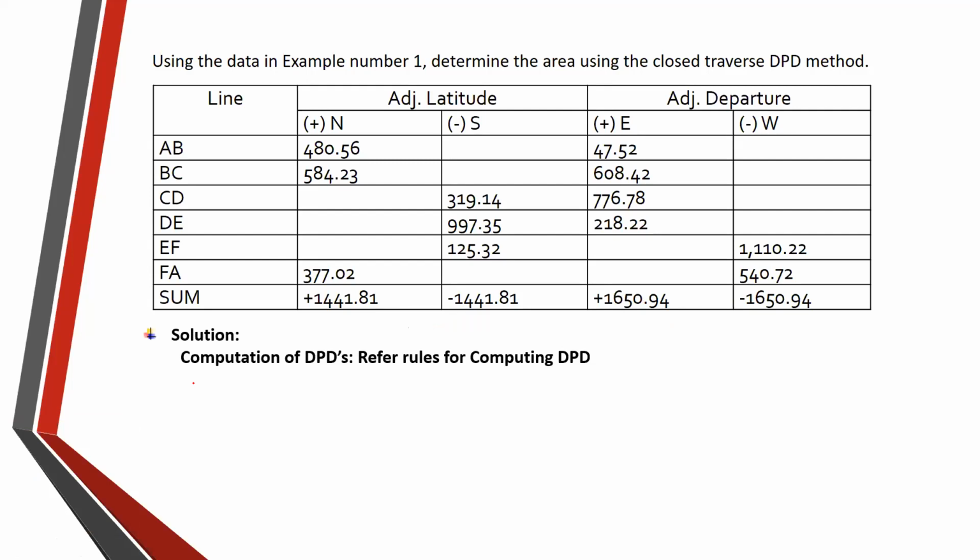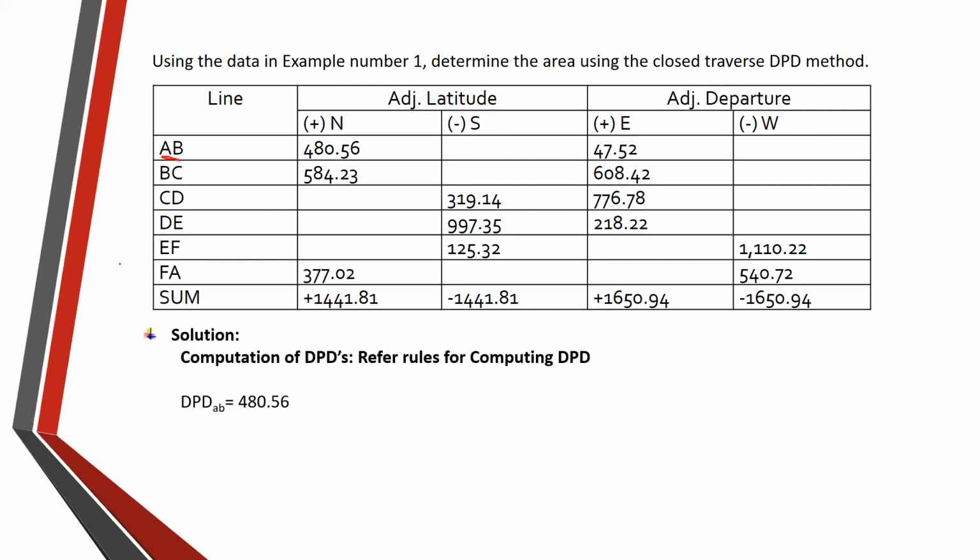So, compute natin yung DPD natin. Refer to the rules for computing DPD. So, ano yung DPD ng line AB natin? Sabi sa rule number 1, the DPD of the first course is equal to the latitude of its course. So, what is the DPD of AB? 480.56. Thank you. So, that is your DPD based on rule number 1.